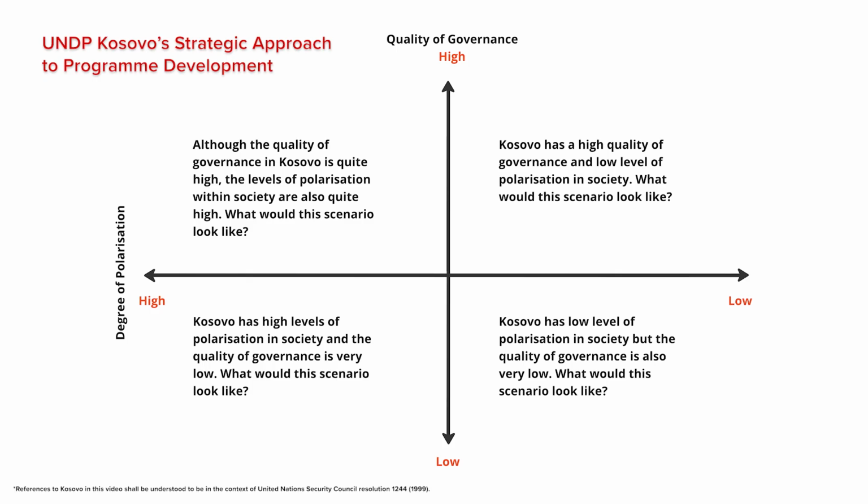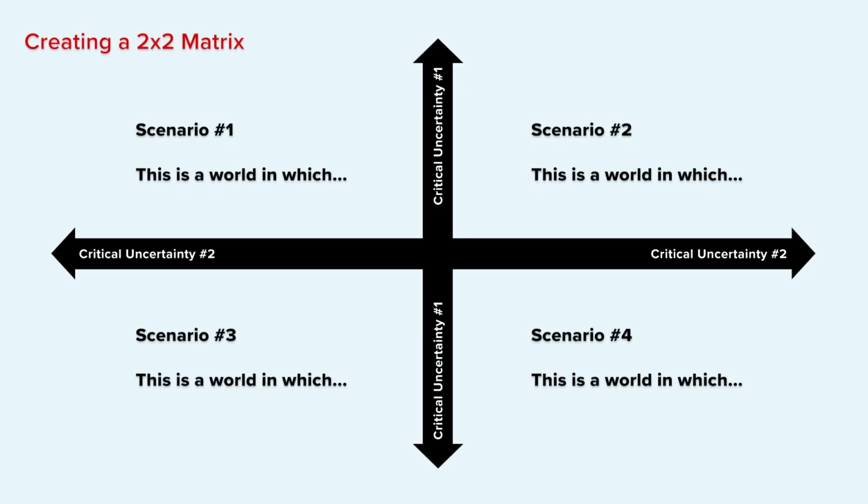Once you have the 2x2 grid defined, you can craft four scenarios. Each scenario should have a title and a narrative that begins with the prompt, "This is a world in which," and contains several unique aspects in each future. The scenario should be distinct and have at least one aspect that may initially seem improbable.